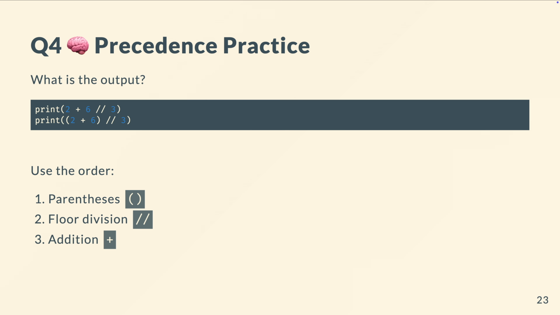Now you try two expressions. First, 2 plus 6 double slash 3. Second, parentheses around 2 plus 6, then double slash 3. Use the order: parentheses first, then double slash, then plus. Pause and compute both outputs.